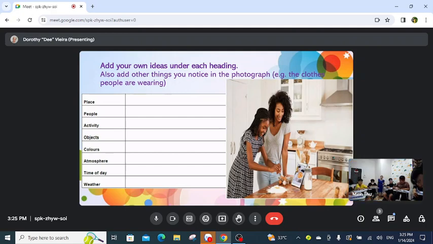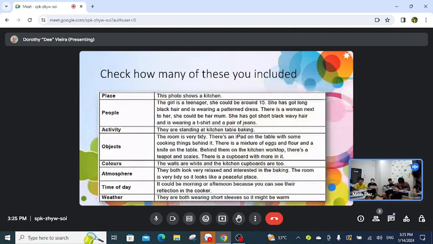Okay, I'm going to change the slide now and check on your notes how many of these things you found. So the place, this photo shows a kitchen. Nice words to start: this photo shows a kitchen. So you could say a large kitchen, a small kitchen, a modern kitchen, an old kitchen.